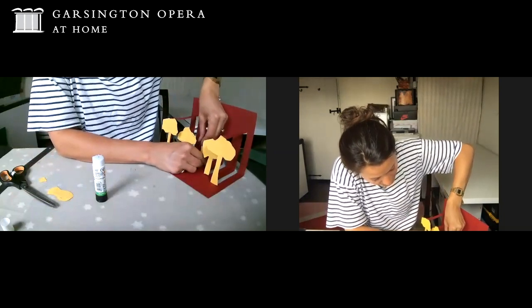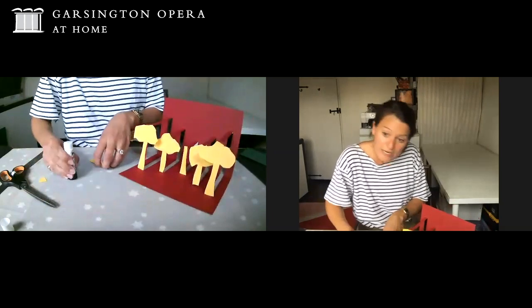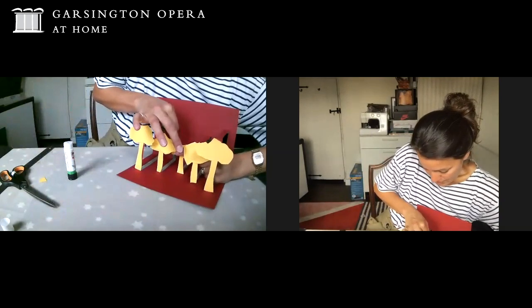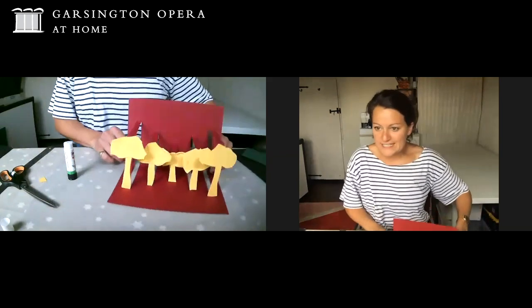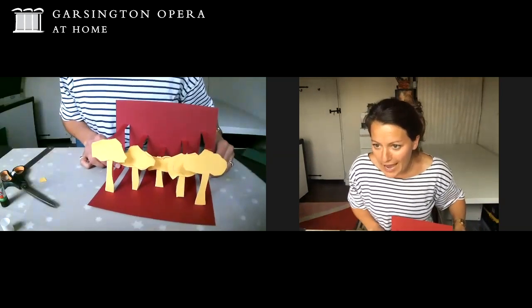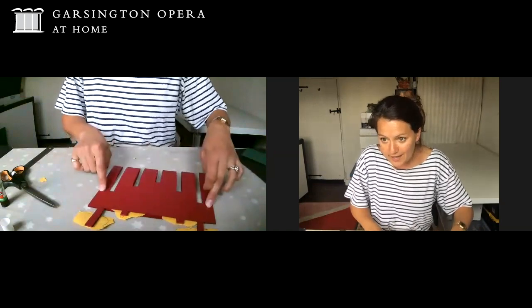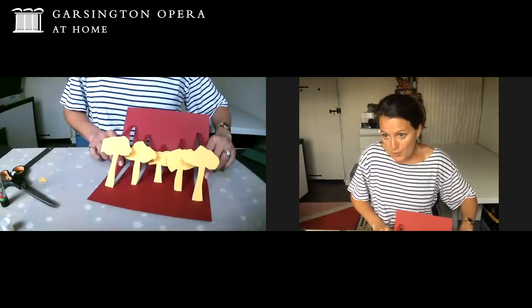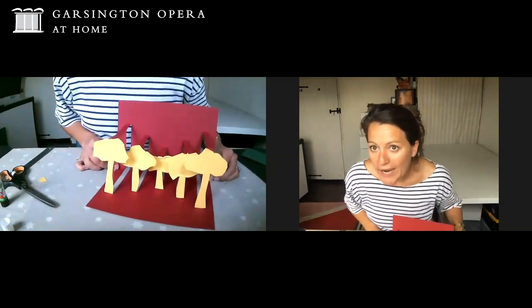And there we go. Here is my last little tree going in, which is the smallest tree canopy. And I'll just stick him on like that. And there you can see that we have our pop-up forest, because if I close that down like that, then it will all pull up when we open up the red folded card. But we're not quite finished.